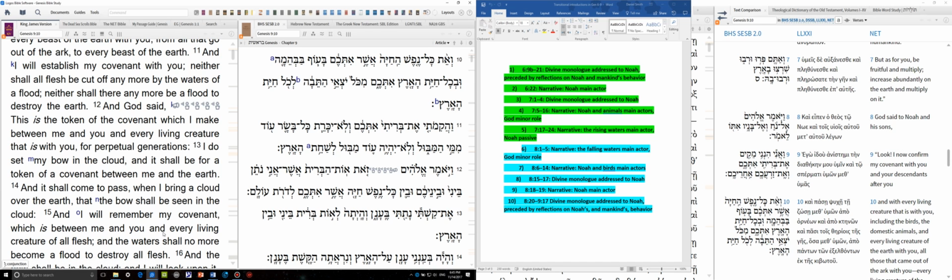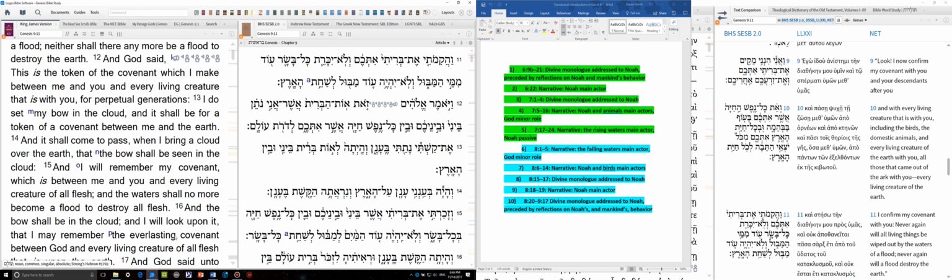And it shall come to pass, when I bring a cloud over the earth, that the bow shall be seen in the cloud, and I will remember my covenant, which is between me and you and every living creature of all flesh. So God needed a reminder, right? If He didn't create the rainbow and put it in the cloud, then He would have forgotten. He might have accidentally flooded the earth. It's idiomatic language, just like we seen earlier. And God remembered Noah, and He begins the reversal of the flood so that they can get off the ark and continue life.